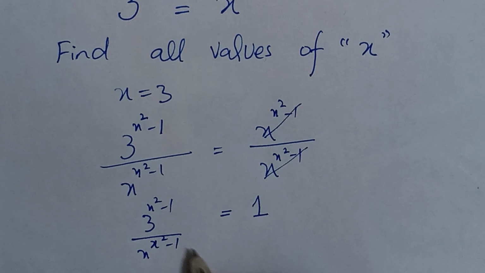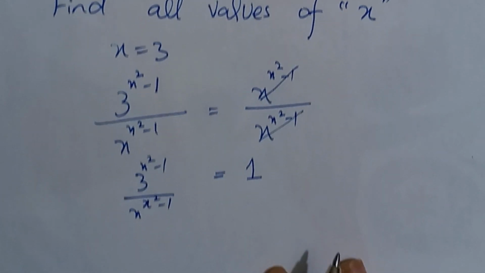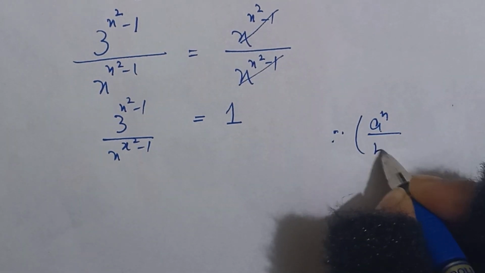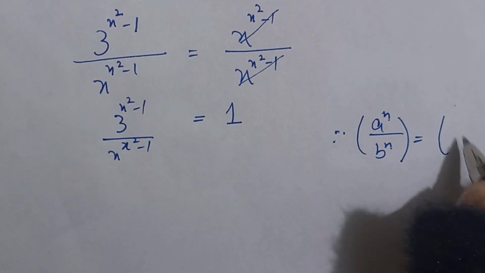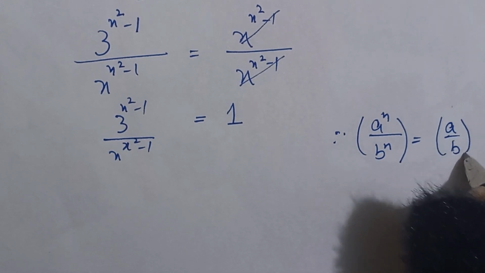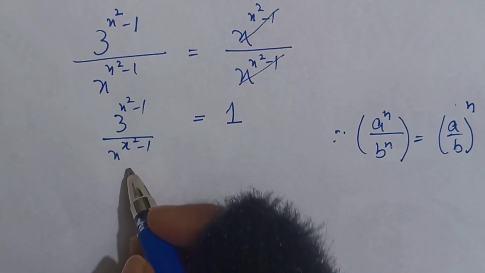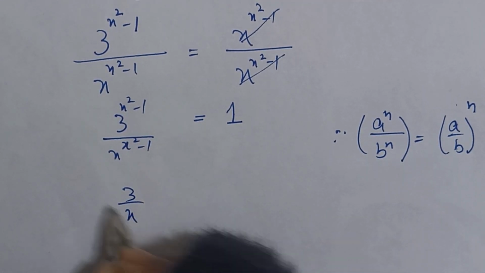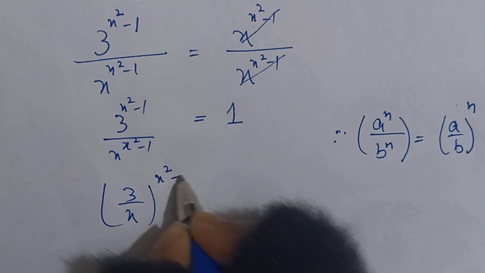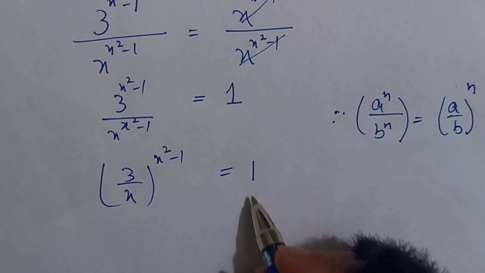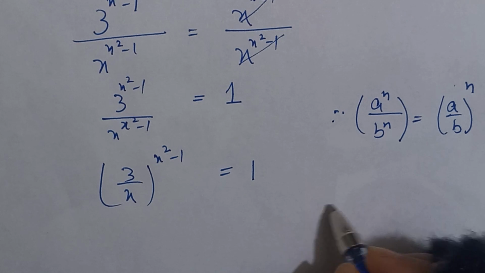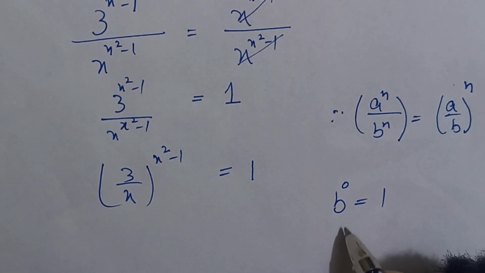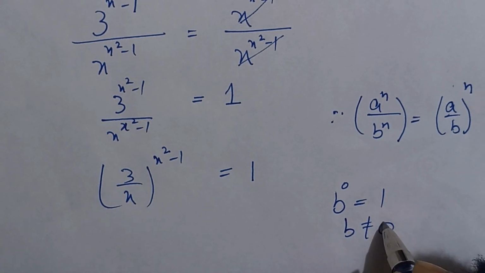Now in the left hand side we use an exponent property. So we recall a property: a raised to the power n divided by b raised to the power n is equal to a by b raised to the power n. So we apply this property on the left hand side. This will become 3 over x, whole raised to the power x square minus 1, is equal to 1. And in the next step we use another property, which is b raised to the power 0 is equal to 1, if b is not equal to 0.